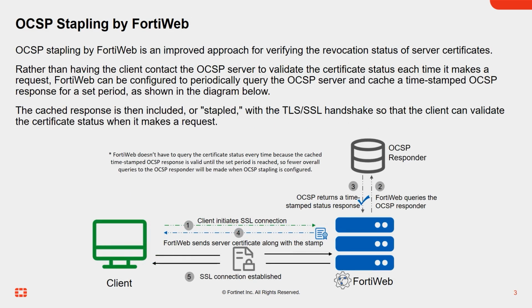FortiWeb provides an enhanced method for verifying the revocation status of server certificates. Instead of having each client individually contact the OCSP server to validate the certificate, FortiWeb can be configured to periodically query the OCSP server and cache a timestamped response. The cached response is then included, or stapled, with the TLS/SSL handshake, enabling the client to validate the certificate status when it makes a request. This reduces network traffic, improves efficiency, and ensures faster SSL and TLS connections.